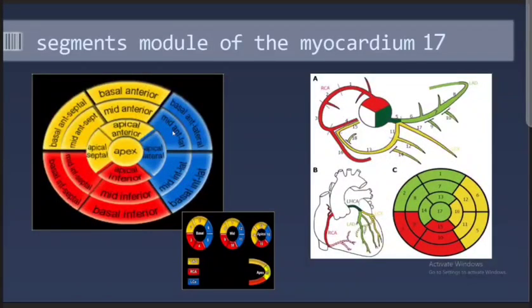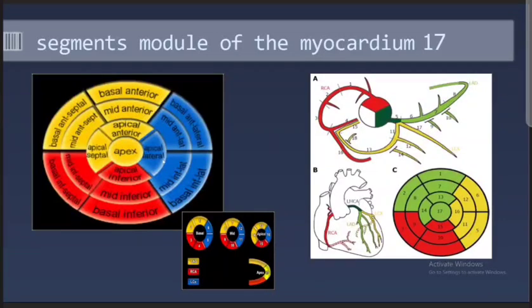These are the 17 segments of the myocardium. The segments in the outer circle represent the segments in the short axis view at the base of the heart, the base of the left ventricle. And these segments are the basal anterior, basal anteroseptal, basal inferoseptal, basal inferior, basal inferolateral, and basal anterolateral.